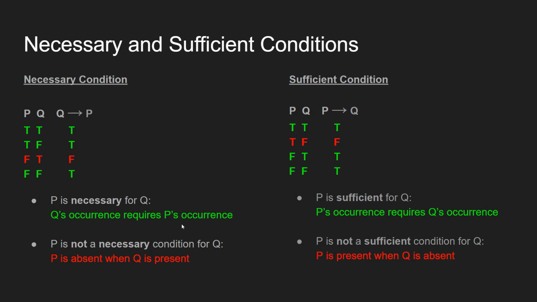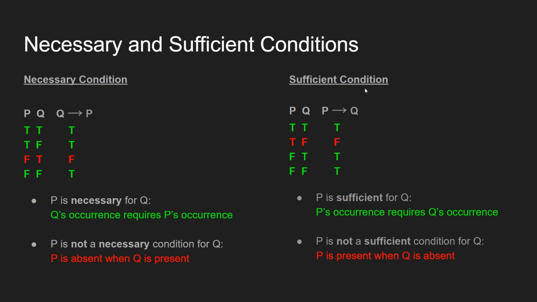So Q's occurrence requires P's occurrence. P is not a necessary condition for Q if P is absent when Q is present. So if someone said clouds are a necessary condition for it to be raining, and then you could say, well, here's an example of some rain, but there are no clouds, so P would be absent with the presence of Q, the rain. And so in that case, we couldn't say that the relationship is a necessary one. There's no necessary condition there.